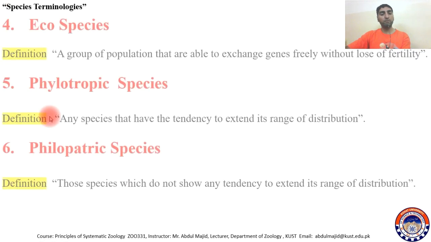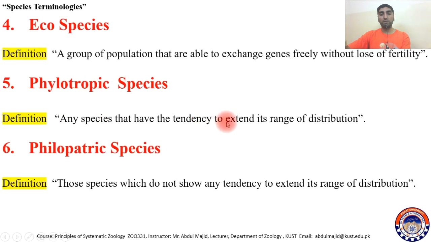So, like phylotropic species, those species which have the tendency to extend their range, will be distributed throughout the world or many biotic regions. For example, cockroaches are present everywhere. Mice and rats are present everywhere. On the other hand, certain species are restricted to certain areas, like the kangaroo, which is restricted to Australia only.